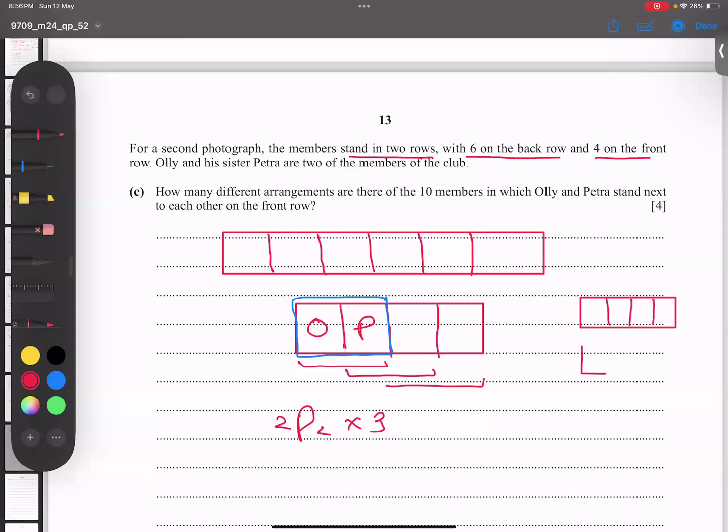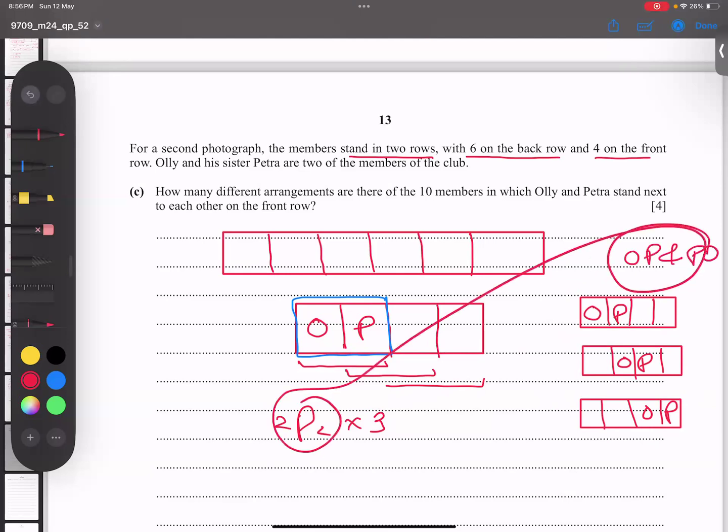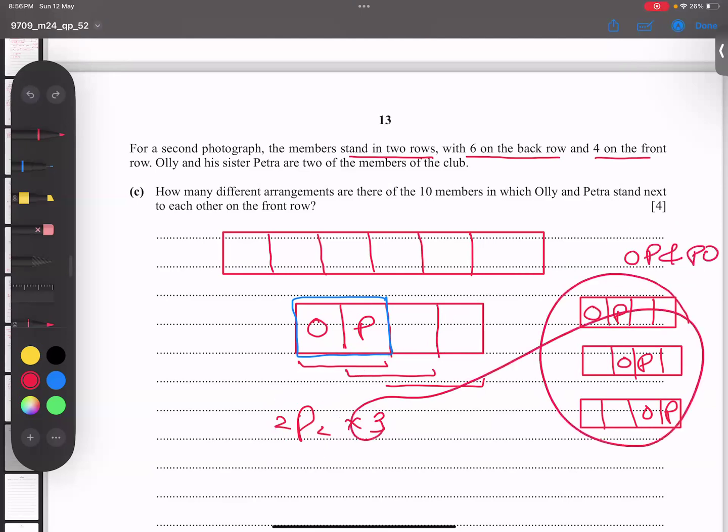I'm showing you the 3 options. Why do I write here 1, 2, 3? So if OP here, OP here, OP here, these are 3 options. That is why I wrote 3. And now why 2P2? Because all these options have OP and PO. So OP and PO, that is why I wrote this 2P2. And these are the 3 options, so I wrote 3.